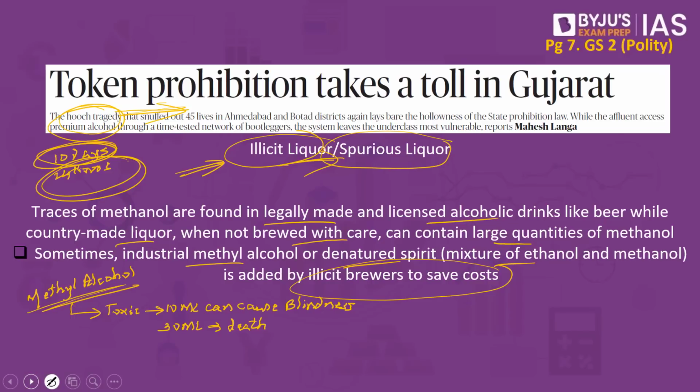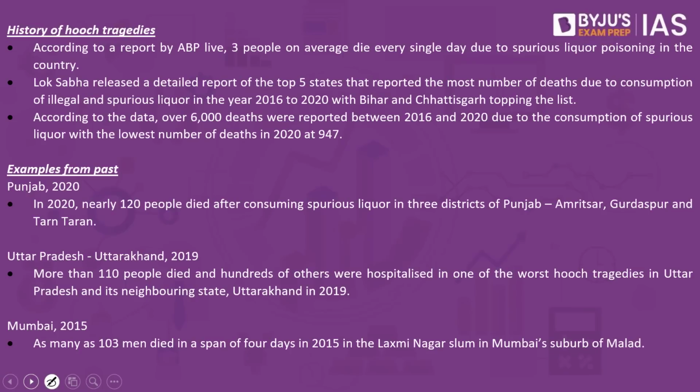Now, if we look into the history of hooch tragedies, according to a report by ABP Live, 3 people on average die every single day due to spurious liquor poisoning in the country. Lok Sabha released a detailed report of the top 5 states that reported the most deaths due to consumption of illegal and spurious liquor from 2016 to 2020, with Bihar and Chhattisgarh topping the list. According to the data, over 6,000 deaths were reported between 2016 and 2020 due to consumption of spurious liquor, with the lowest number of deaths in 2020 at 947.